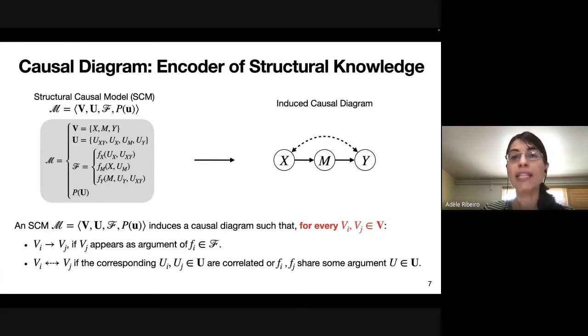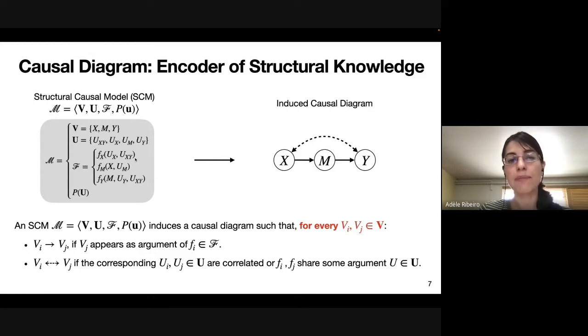Now we add a bidirected arrow between two variables if they have, so we have two variables, Ui and Uj. They are the external or the hidden causes of the corresponding variables, Vi and Vj. So in this case, for X we have a Ux here because they are factors that are unobserved, but they are arguments of the variable X. This is the same for the Uxy. It's another hidden variable that's an argument of the function of X, and it's a cause of X.